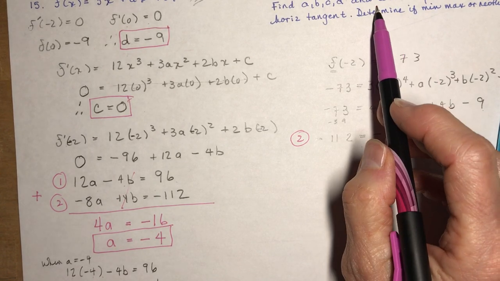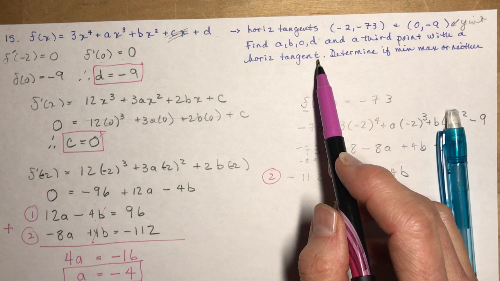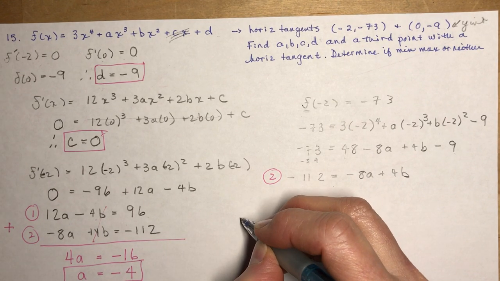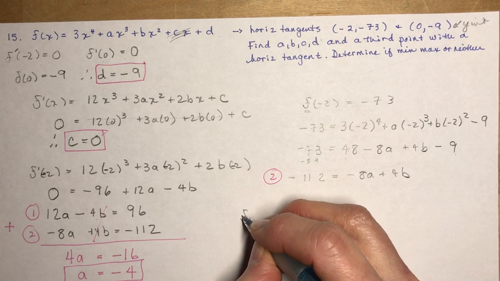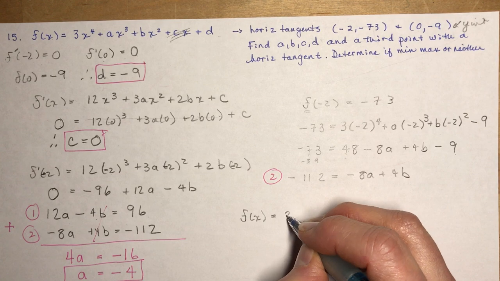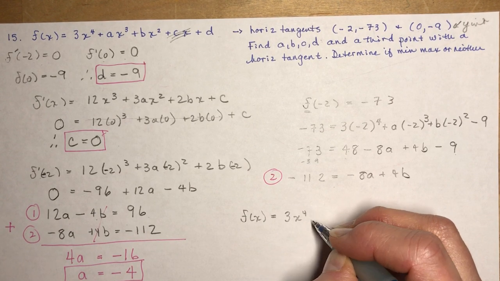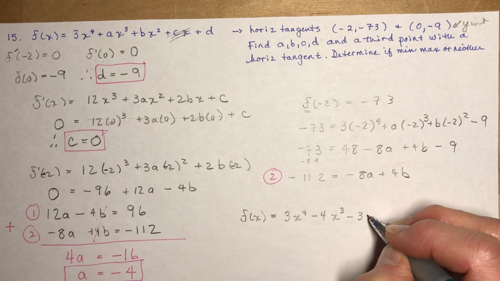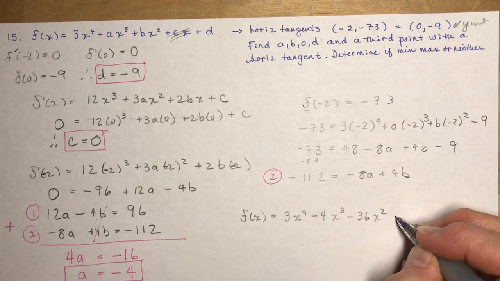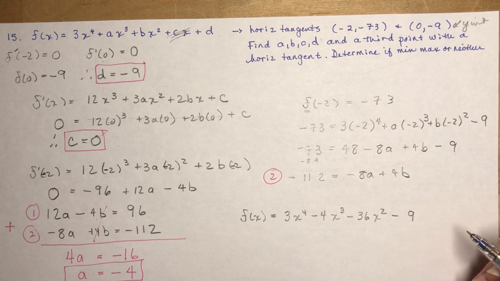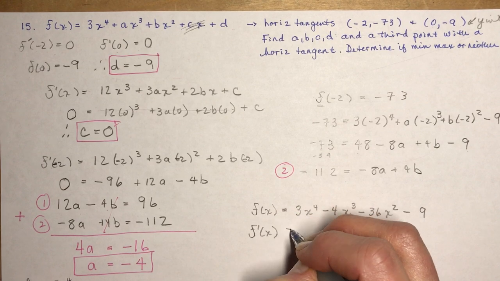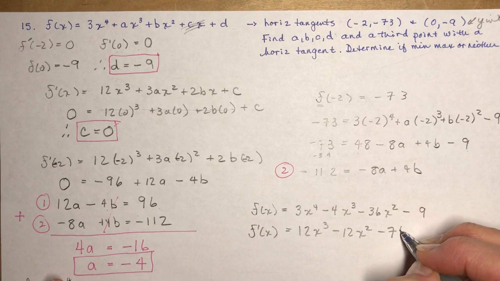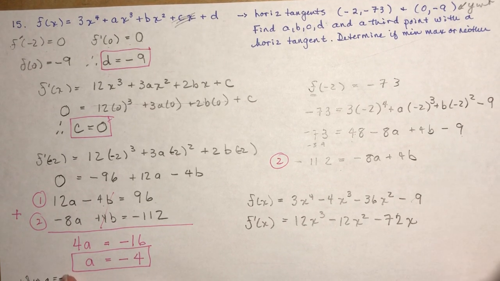But that's not the end of it, because they want you to find a third point with a horizontal tangent. So what I have to do now is go back to the original function, f of x. This is like the last thing we're going to do. So f of x, and I'm going to plug in what a, b, c, and d are. So I have 3x to the fourth. A is minus 4, so I have minus 4x cubed. B is negative 36, so minus 36x squared. C was 0, and D was minus 9. And I'm going to take the derivative to find that third point. So that gives me 12x cubed minus 12x squared minus 72x. How lovely is that? Don't forget, derivative of a constant is 0.